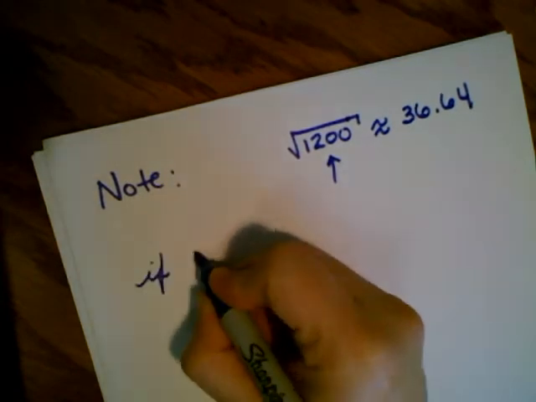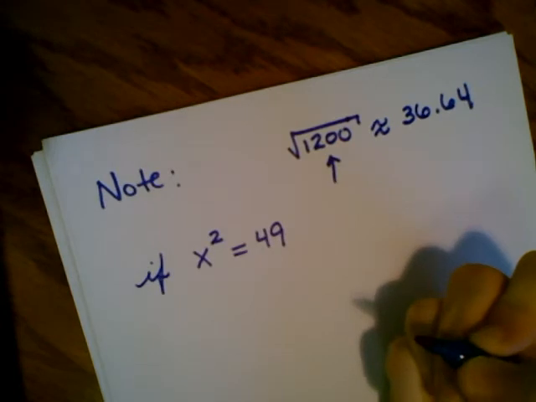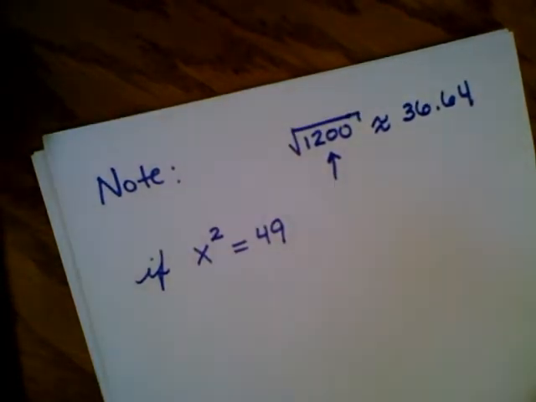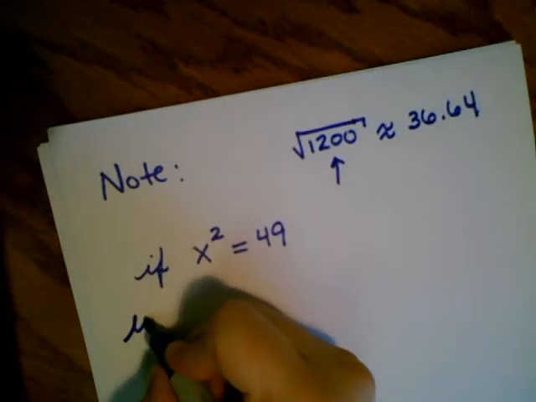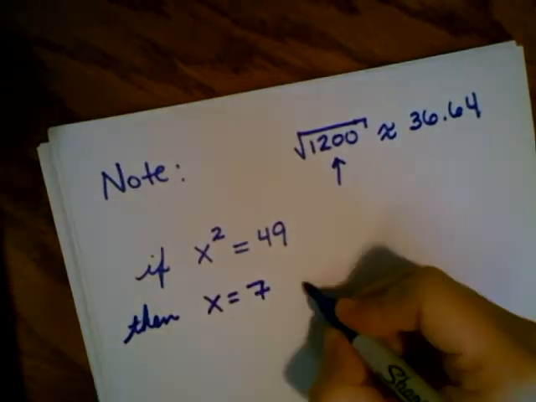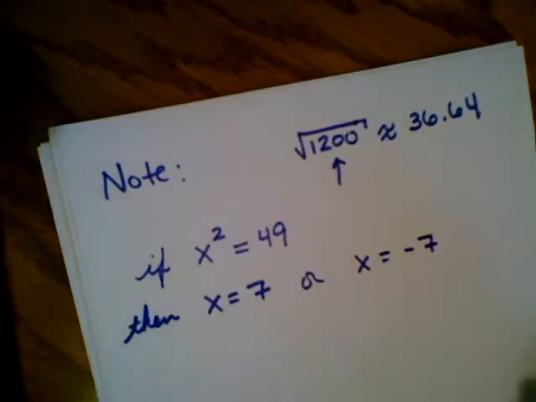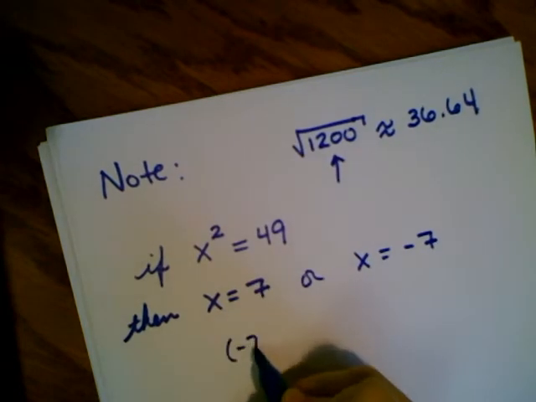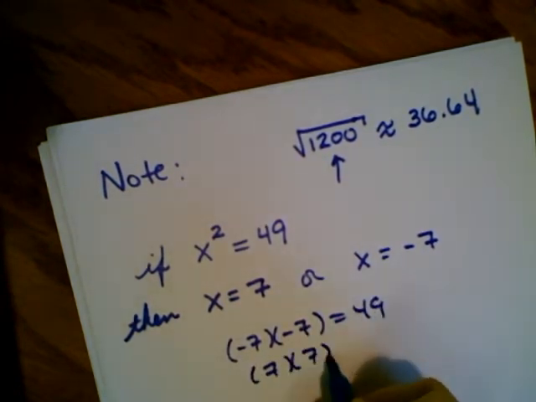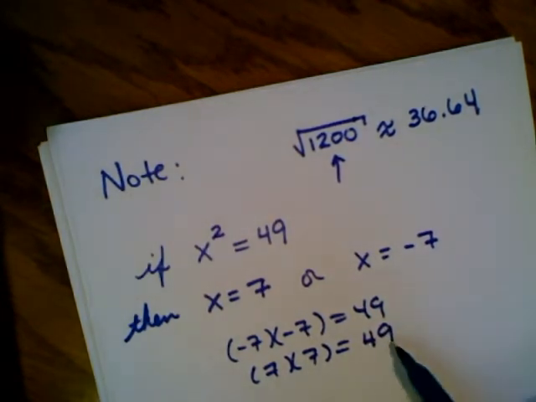Now, if I'm looking for the value of x such that x squared is 49, then there are going to be 2 values of x that could give me 49. If x is 7, 7 times 7 is 49. If x is negative 7, negative 7 times itself is also 49. So there are 2 real numbers whose square is 49.